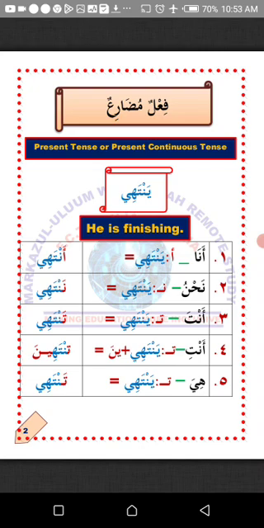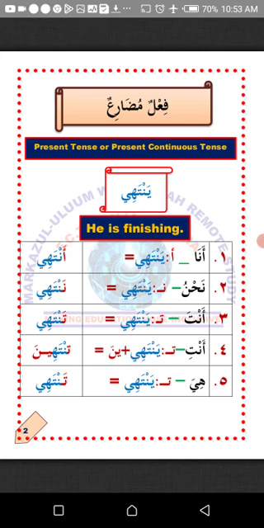Wahid, number one, ana, I. So how do we change the verb ينتهي to suit ana? All you need to do is to detach yaun and attach alifun. So the verb ينتهي will now become antahi, which means I am finishing.